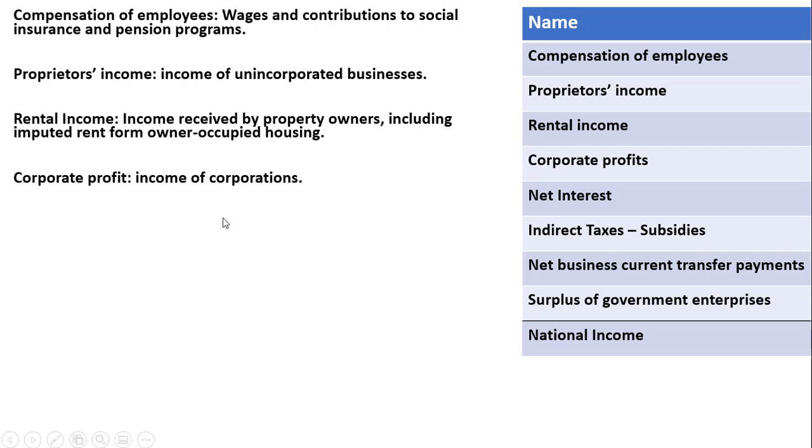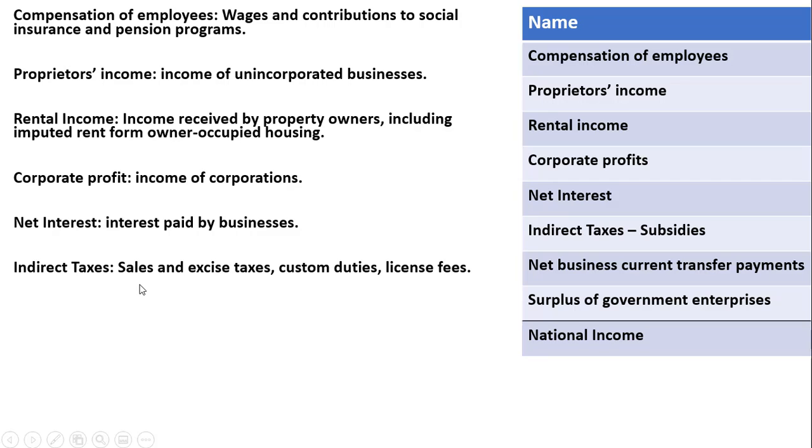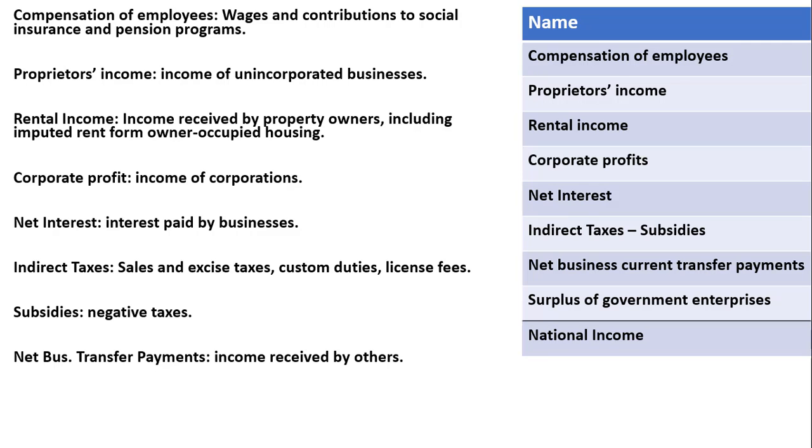Corporate profit is just the income of corporations. Net interest is interest paid by businesses. Indirect taxes include things like sales and excise taxes, custom duties, license fees, for example. And subsidies are just negative taxes. Net business transfer payments is just income received by others from businesses.